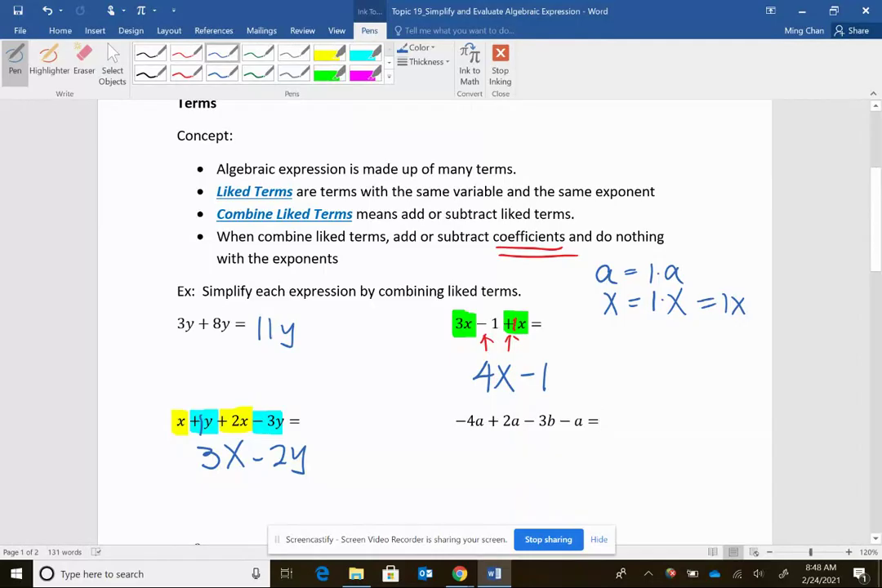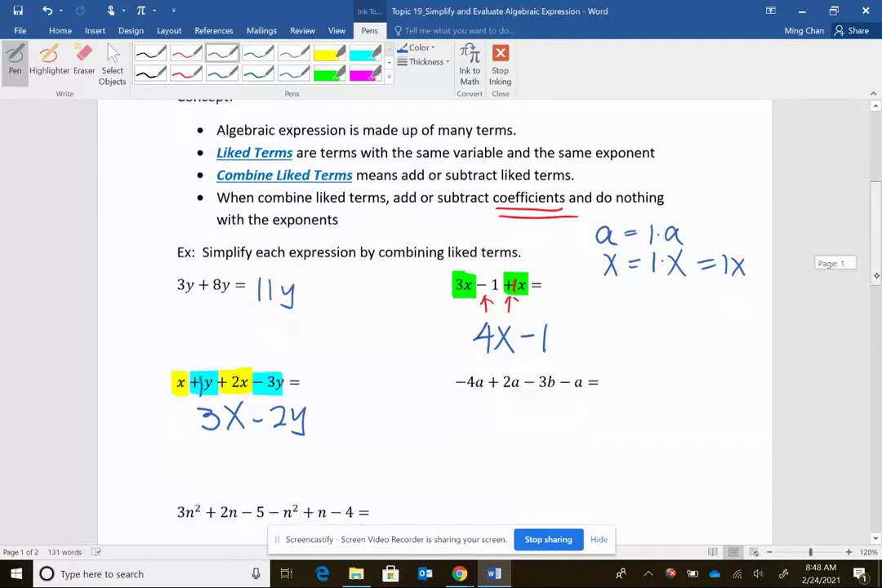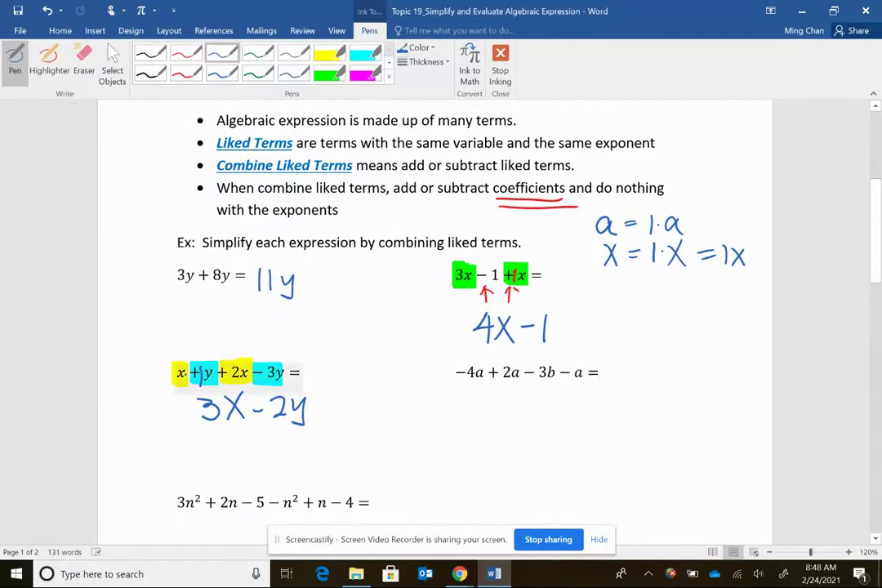Trust me, there are a lot of different ways to do this. I have seen students do this problem like this: they rearrange the terms. They swap the order and have them all lined up nice and pretty, then combine them.